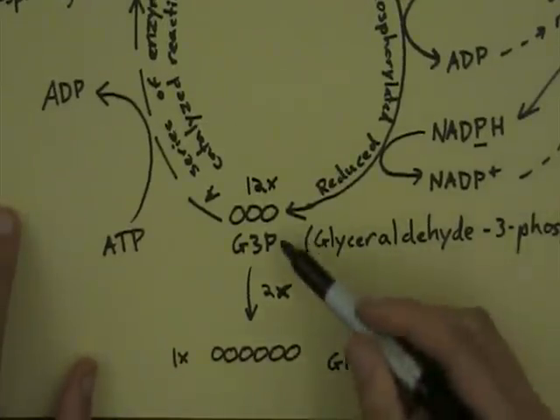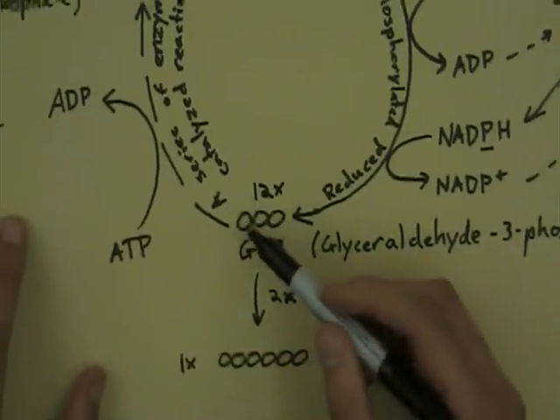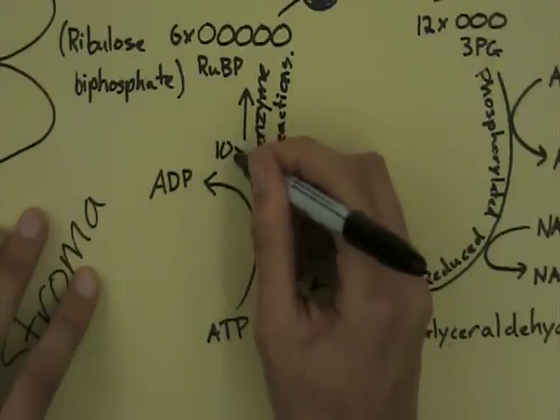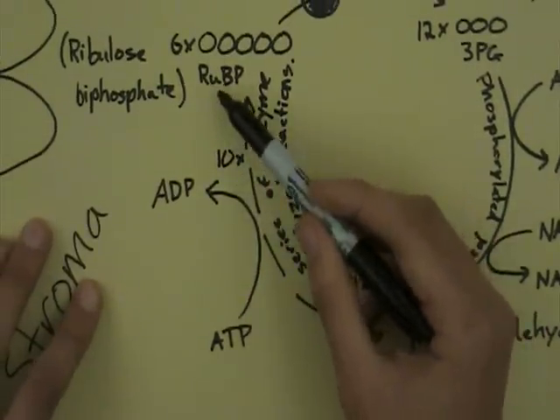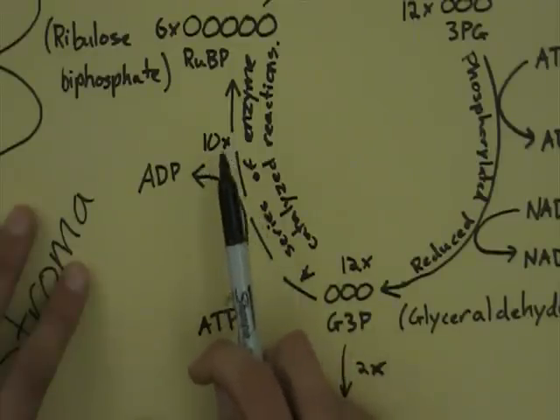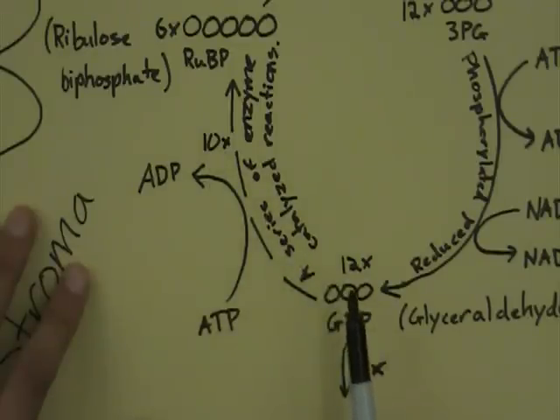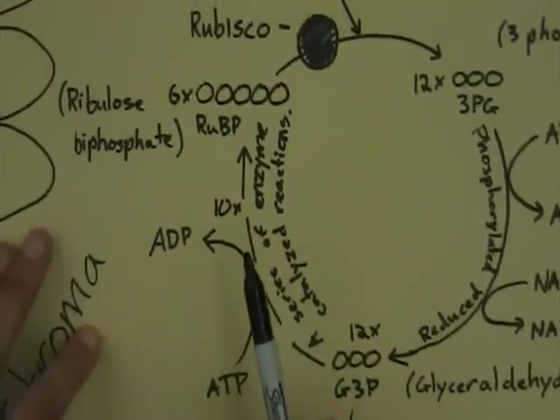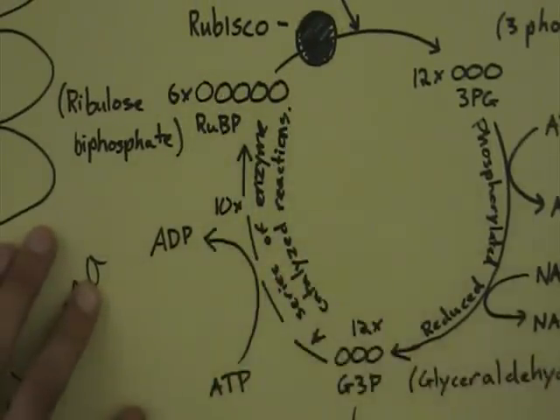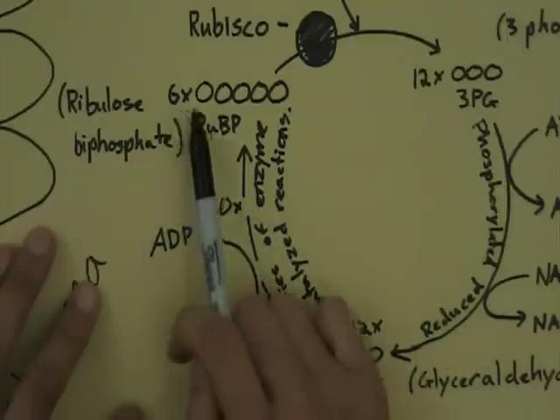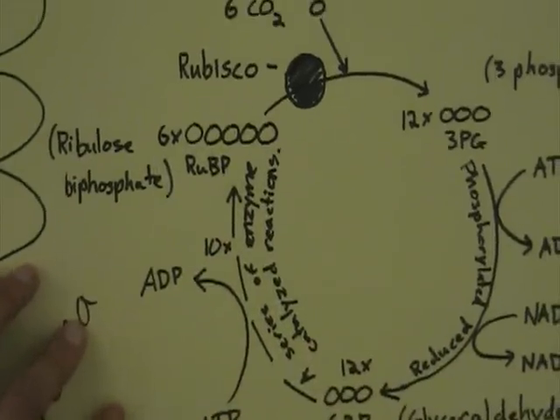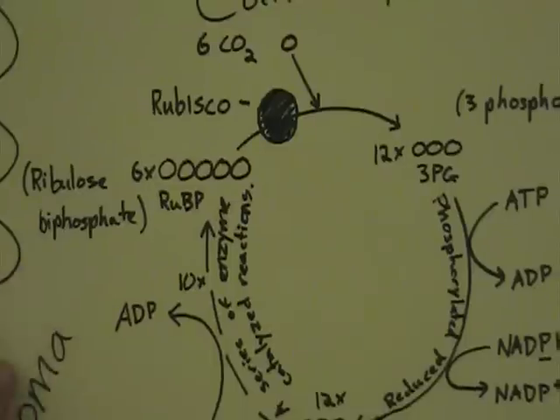Now I've already said that 2 of them are going to form glucose. The other 10 are going to be transformed back into RuBP. And let's think about this. 10 times 3 is 30, which not coincidentally is the same as 6 times 5. So we can regenerate 6 new molecules of RuBP, and so the cycle can continue.